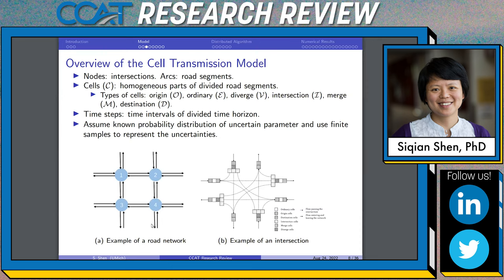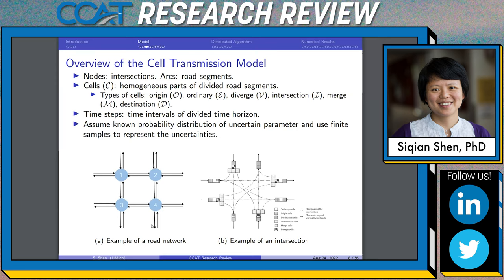But in our model, it's more specific. We're going to discretize each of the intersections as well as the road segments based on discrete time. So you are going to have these cells, which you can consider as nodes in the network, but the cells have different functions. You can think about some cells representing the origin, some representing the destination, some are ordinary cells, diverge cells, intersection cells, and so on and so forth. This is a well-established literature. Basically, you use this CTM to discretize the network so that you can model the traffic flow within each cell in this way, okay?